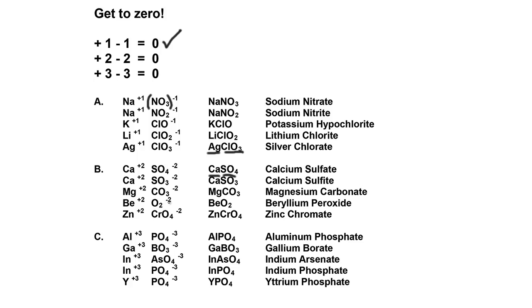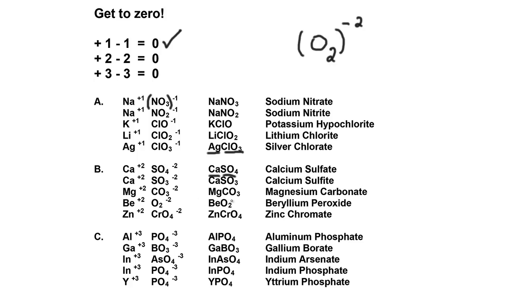O2 is called peroxide. Now, this one here, this O2, don't forget. O2, when there's two oxygens shoved together, that has a -2 charge. This is a polyatomic ion called peroxide. All right, so peroxide. So beryllium peroxide.